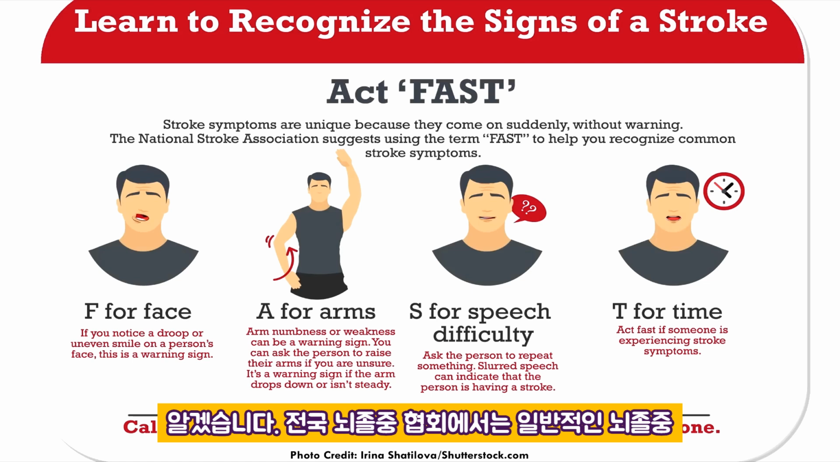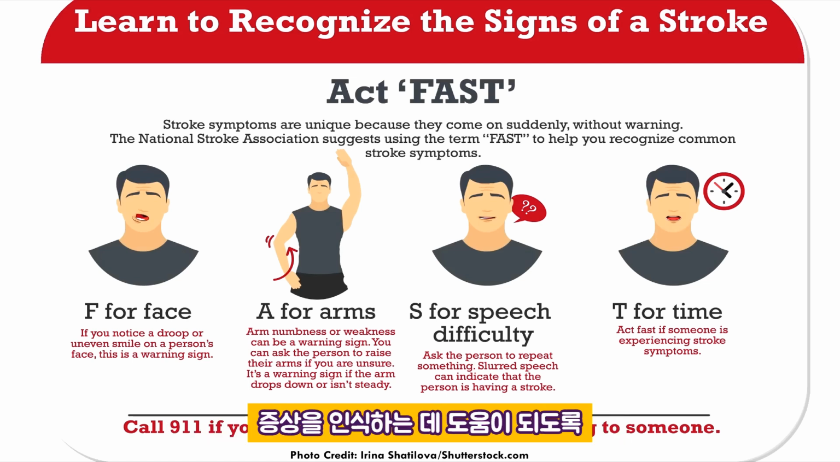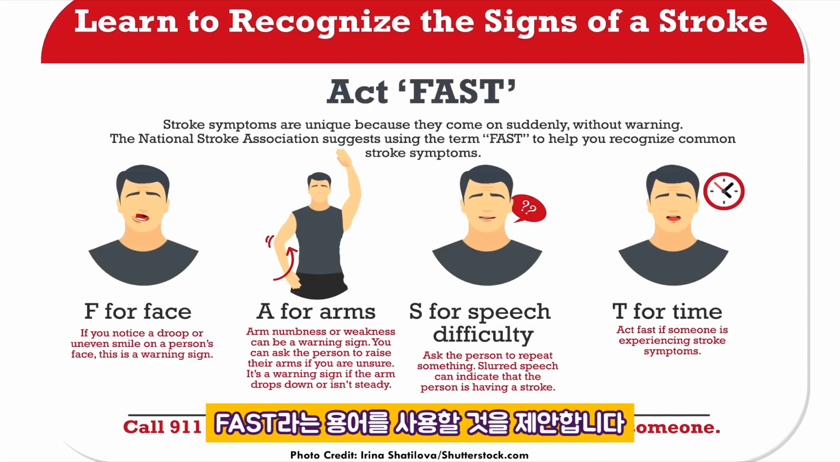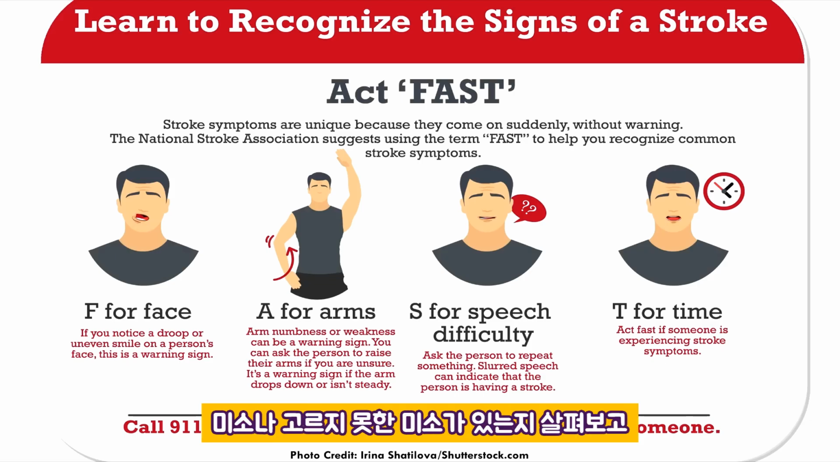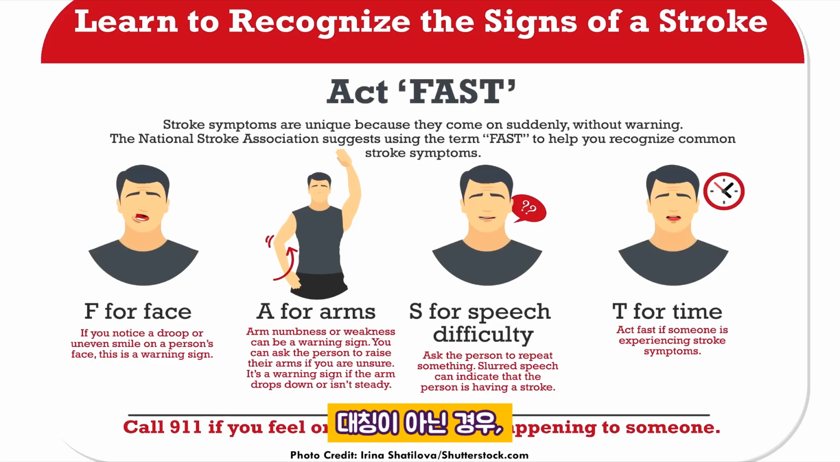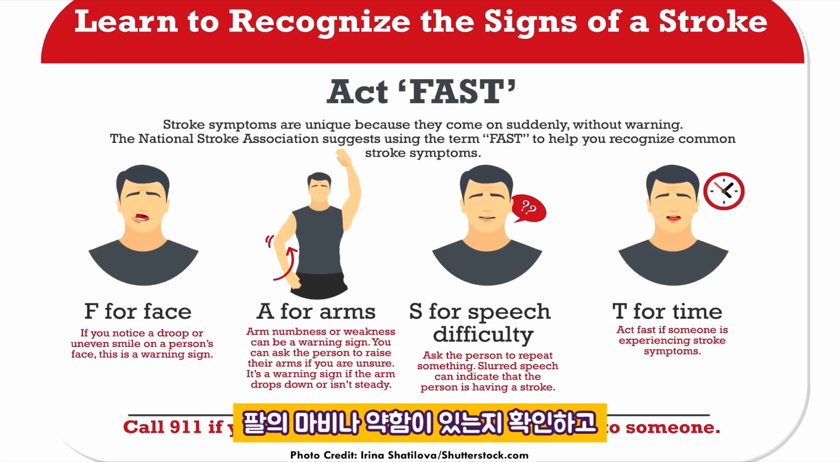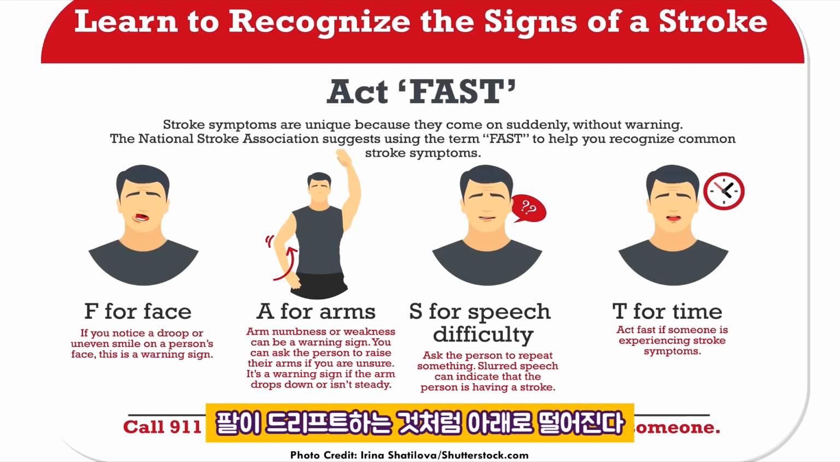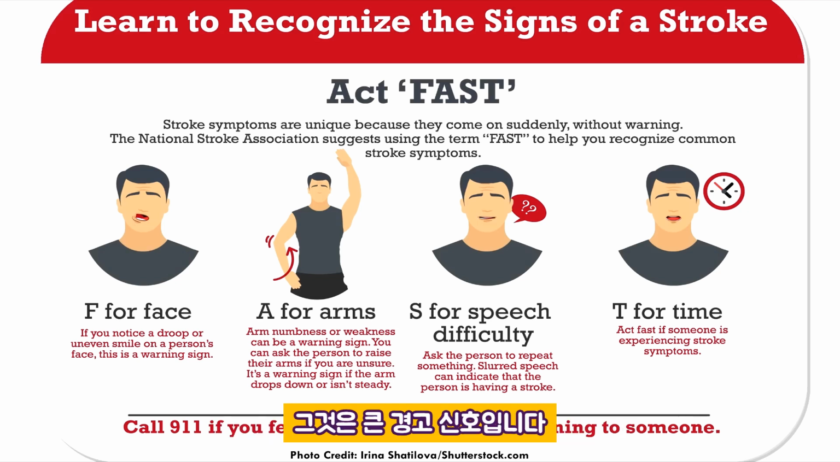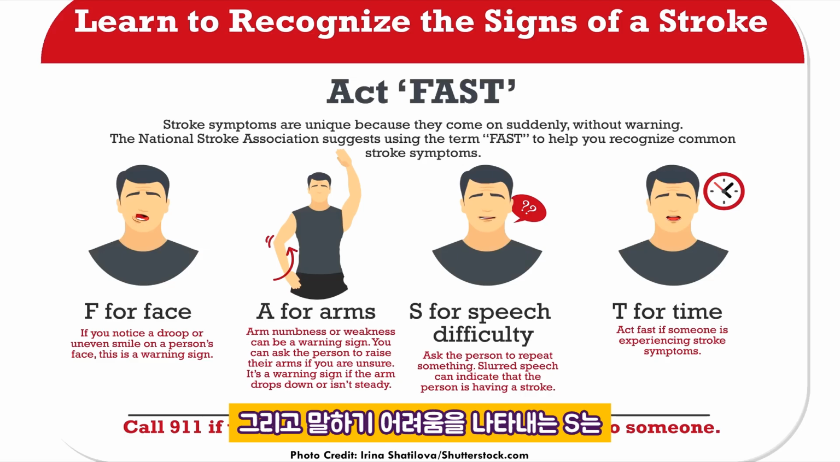Okay, the National Stroke Association suggests using the term FAST to help you recognize common stroke symptoms. Because remember, they can come on suddenly without a warning. So the F is for face. You'll want to look and notice a droop or an uneven smile on the person's face. Tell them to smile. If it's not symmetrical, that's a warning sign. A, look at their arms and note any arm numbness or weakness, and ask the patient to raise their arm. And if they can't raise their arm, it drops down like an arm drift or it's unsteady, that is a big warning sign.